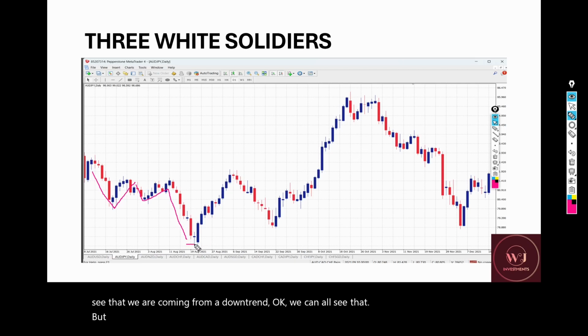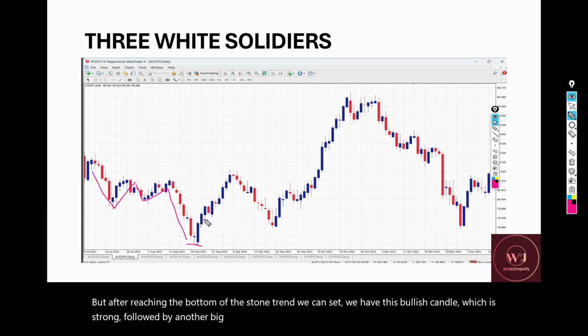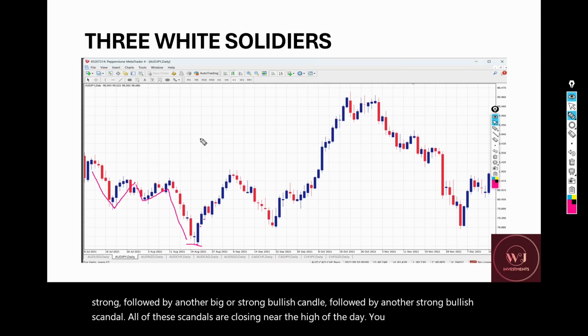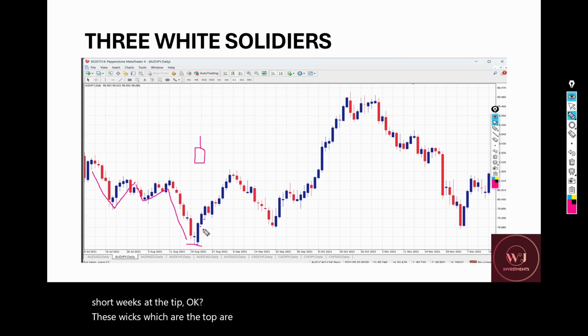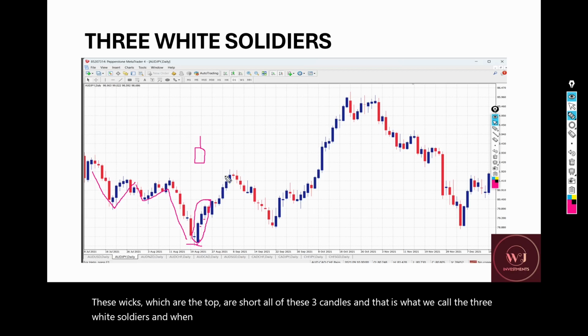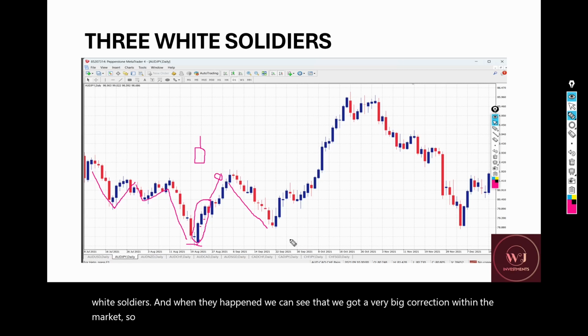But after reaching the bottom of this downtrend, we can see that we have this bullish candle which is strong, followed by another big or strong bullish candle, followed by another strong bullish candle. All of these candles are closing near the high of the day. You can see they have very short wicks at the tip. Okay, these wicks at the top are short, all of these three candles, and that is what we call the three white soldiers. And when they happened, we can see that we got a very big correction within the market.